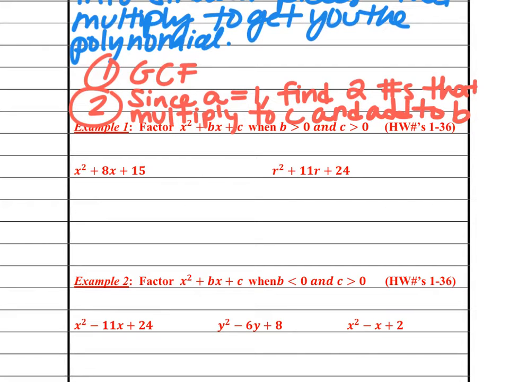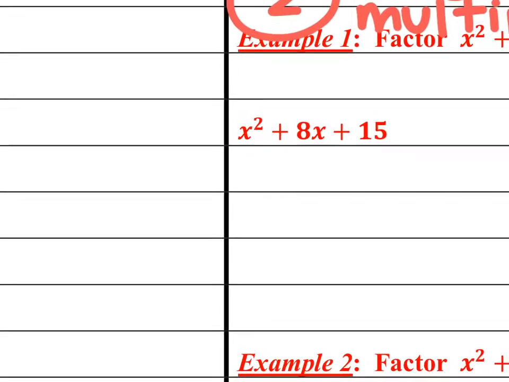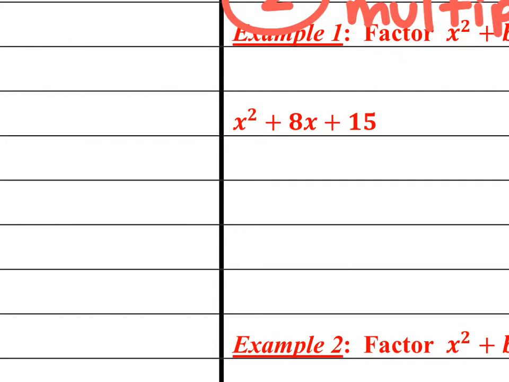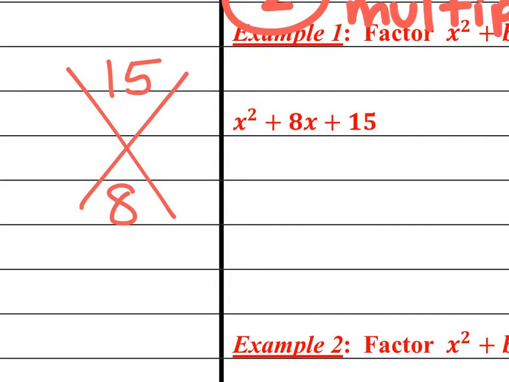Is b 8? And so c would have to be what? 15. So if this helps you, great. If not, that's okay. I'm going to draw this little X out to the side. And I'm going to say that c is 15. That's what I have to multiply to. And b is 8. That's what I have to add to. So this is kind of fun because it's like a puzzle. You're figuring out two numbers that multiply to 15, but also add to 8. Figure it out. Talk about it.